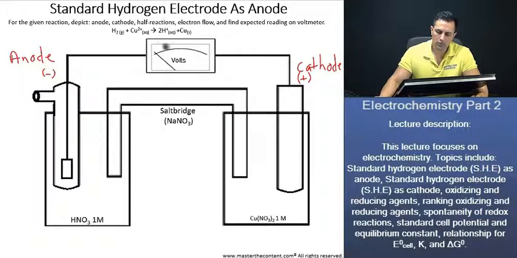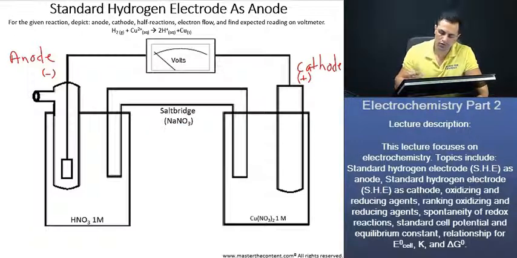Before we move on, let me take a look at our salt bridge. This is a strong electrolyte. Let's look at the entire setup. Here we have our standard hydrogen electrode half cell. We have another half cell over here, and then this is going to be our salt bridge. In our salt bridge, we have sodium nitrate, and the sodium nitrate is a strong electrolyte.